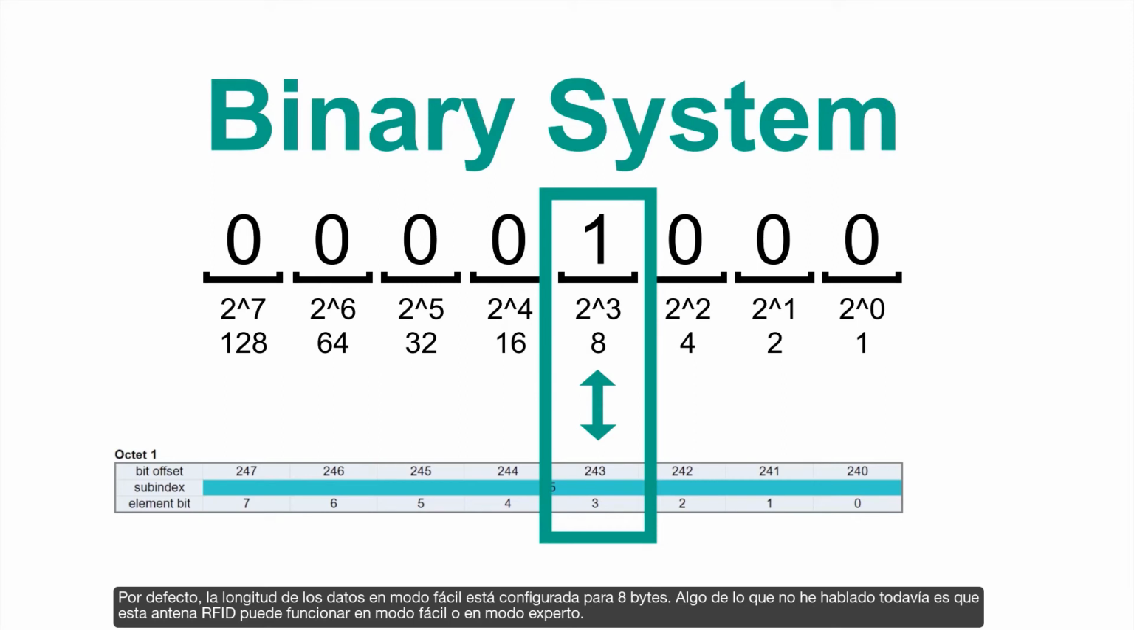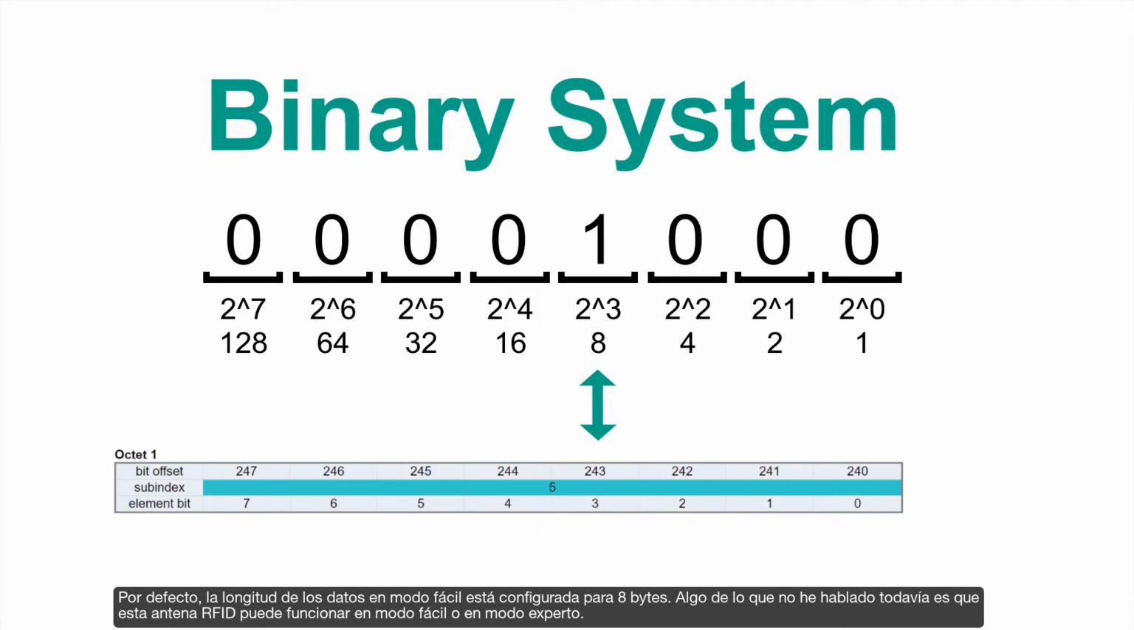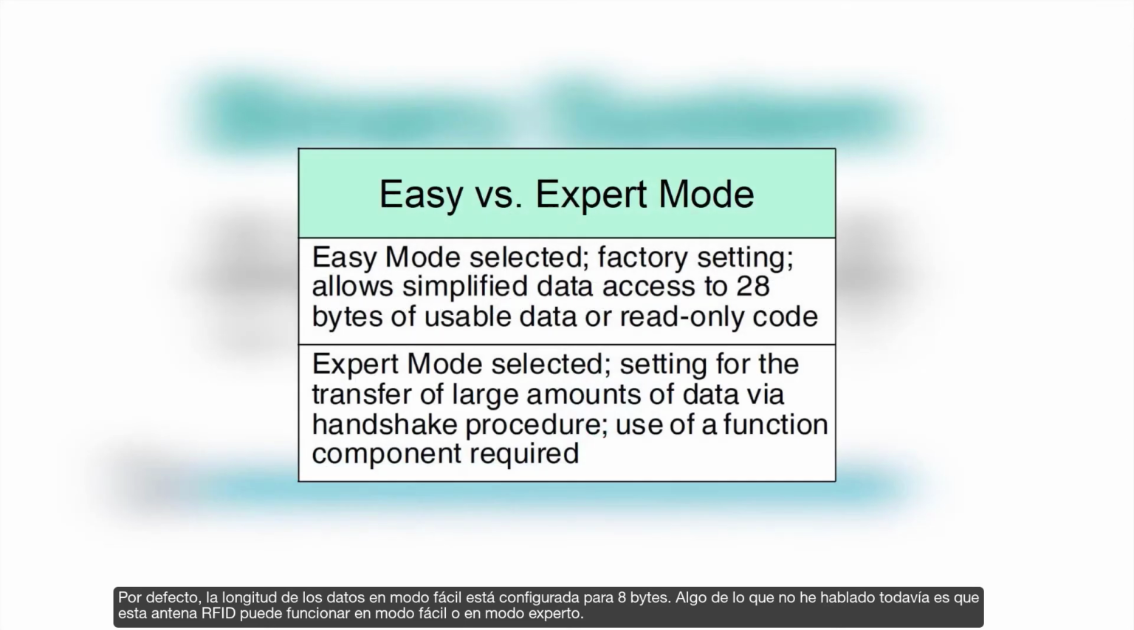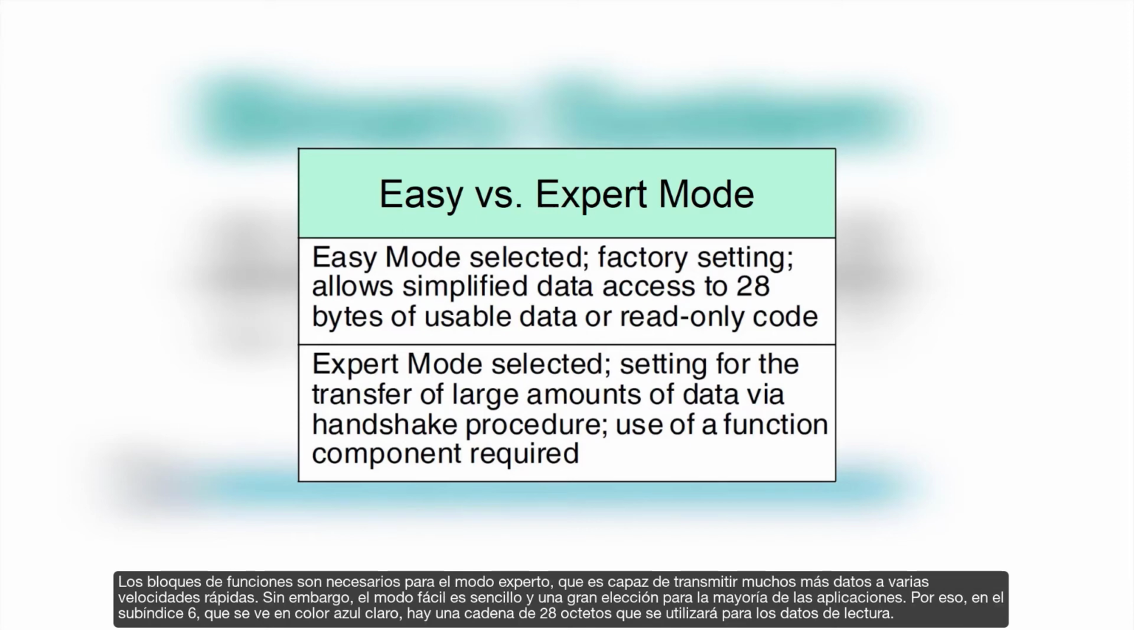By default, the data length in easy mode is set up for 8 bytes. Something I haven't talked about yet is this RFID head can be operated in either easy mode or expert mode. 90% of the time, your applications can be covered with easy mode, and it allows up to 28 bytes of read-write data and requires no additional function blocks to operate. Function blocks are needed for expert mode, which is capable of transmitting much more data at very fast speeds. Again though, easy mode is easy and a great choice for most applications.